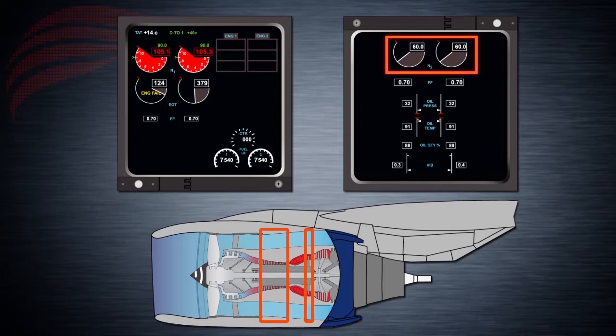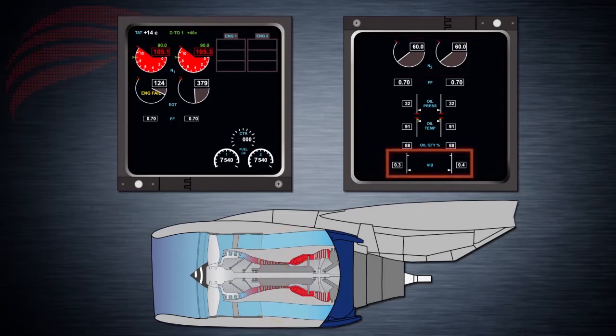N2 indicators have a red line to indicate operating limit, and the N2 indications turn red when this operating limit has been exceeded. There are also engine vibration indicators that display current engine vibration levels in white. The instrument has a high vibration limit marked by an amber line. When engine vibration exceeds this limit, the indication color scheme is reversed to draw the pilot's attention.